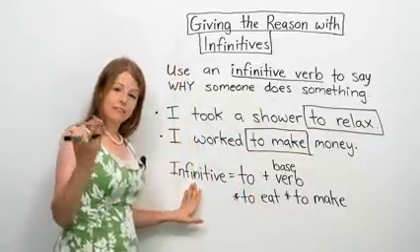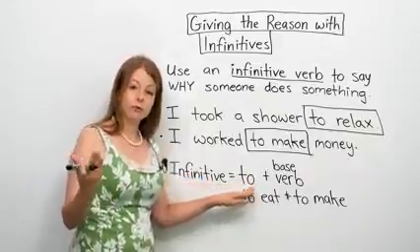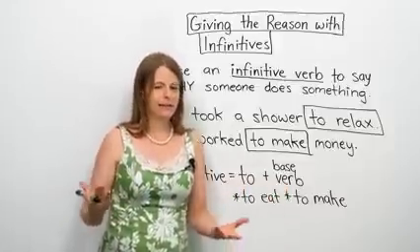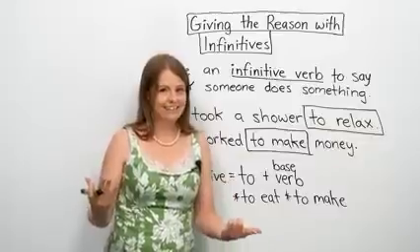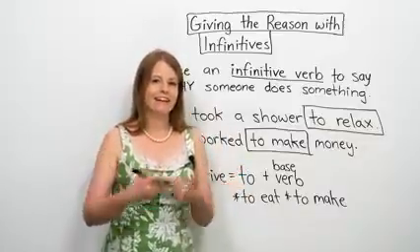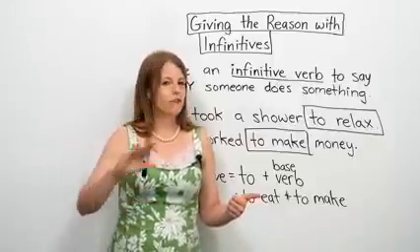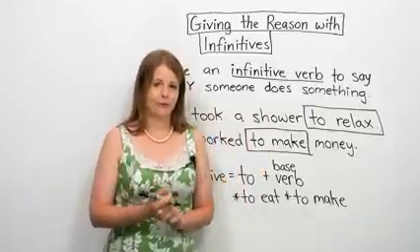So an infinitive is when you have the preposition to plus the base verb. So what's the base verb? It means it's a verb that's not conjugated. It's not in any tense. So for example, to be is an infinitive verb. Are, is, was, those are not the infinitive verb. To be is the infinitive verb.